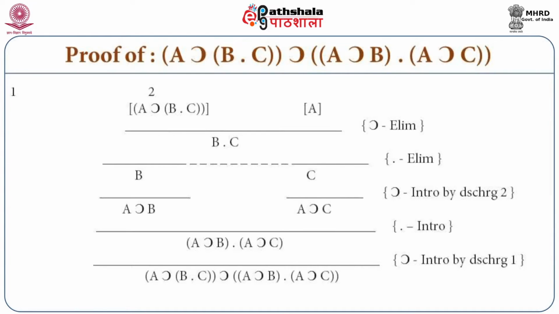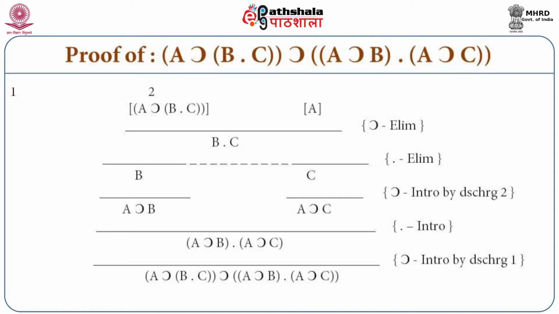Let us now try another proof: A implies B and C, together implies A implies B and A implies C. How do we give a proof of this sentence? For this, we need a set of assumptions again. Assumption 1, A implies B conjunction C, the first assumption. Then another assumption, A.